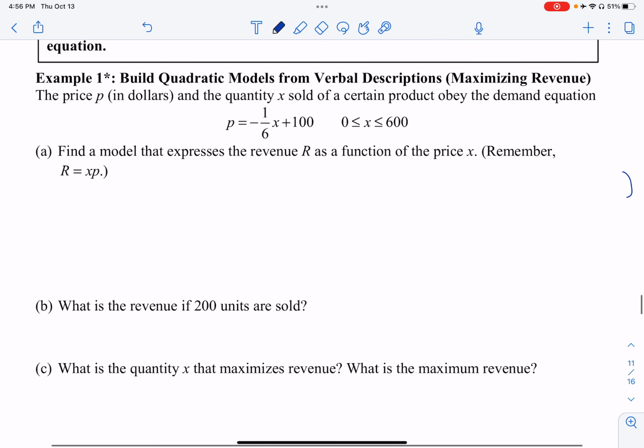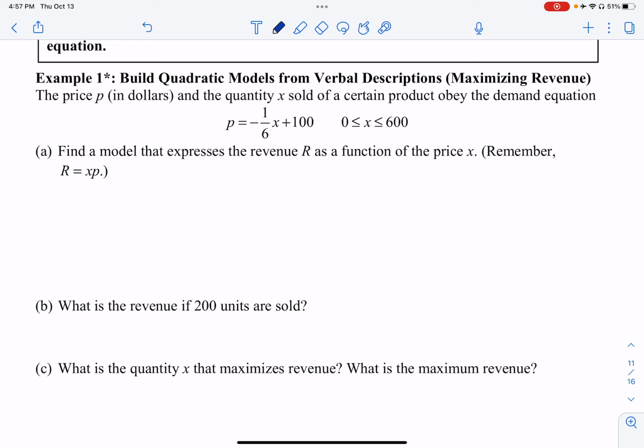Let's look at an example here. For the first example, we have the price P in dollars and the quantity X sold of a certain product obey the demand equation. That is, P is equal to negative 1/6 X plus 100, for X between 0 and 600. That means I'm selling between 0 and 600 items. That's the range that this demand equation is valid.